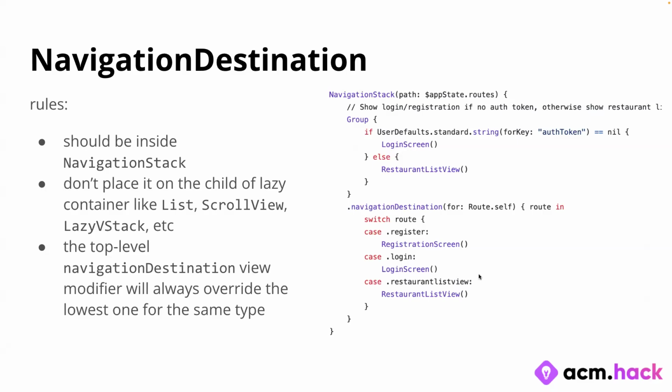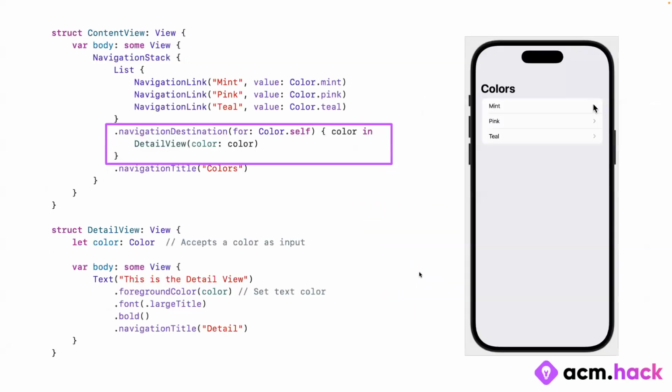And if it's .restaurantListView, it'll be the restaurant list view, and so on. Basically, you can add more routes and change the screen depending on what you want.